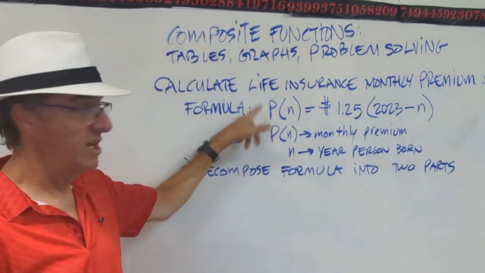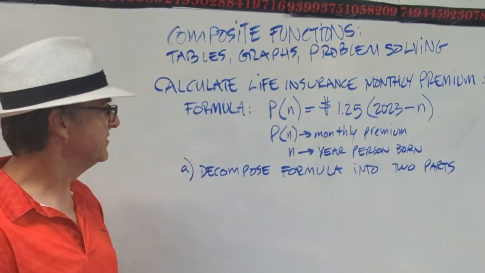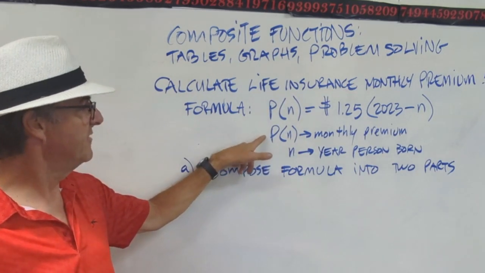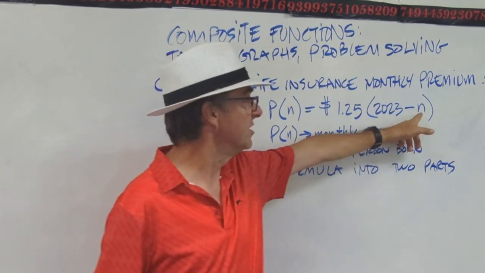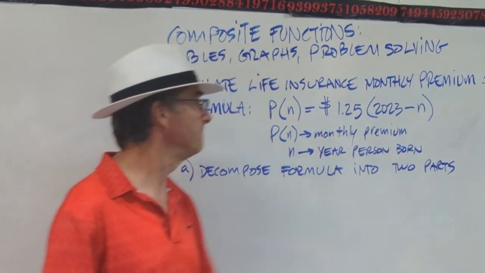So this is a potential formula for a life insurance policy, and I've defined my variables here. P of n is the premium, n is the year a person's born. I'm sorry, I said age here before. It's the year a person was born, okay?